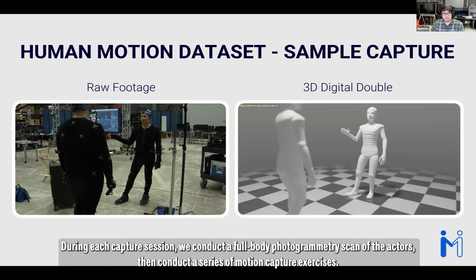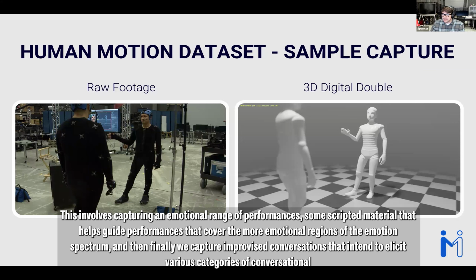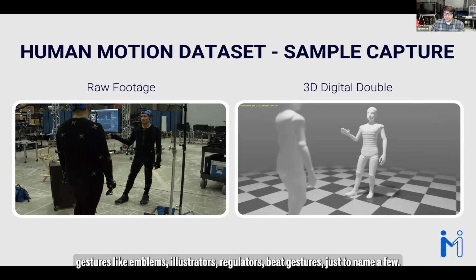During each capture session, we conduct a full body photogrammetry scan of the actors, then conduct a series of motion capture exercises. This involves capturing an emotional range of performances, some scripted material that helps guide performances that cover the more emotional regions of the emotion spectrum. And then finally, we capture improvised conversations that intend to elicit various categories of conversational gestures like emblems, illustrators, regulators, beat gestures, just to name a few.